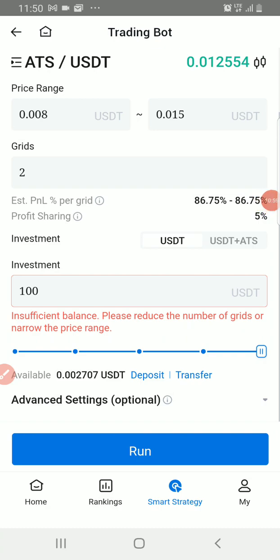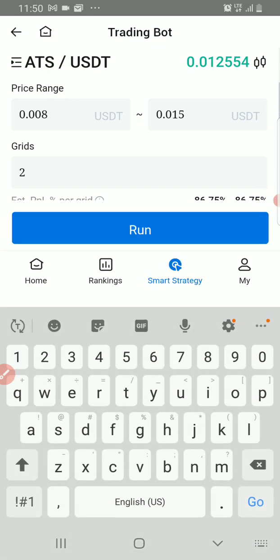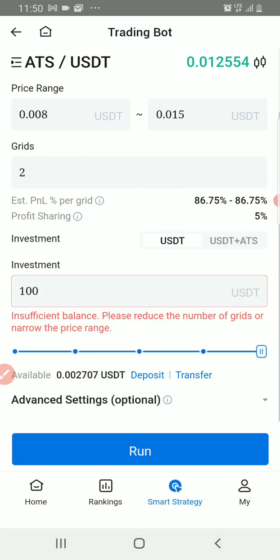After setting up everything like this, you can click on run. But mine is not going to run, because I don't have my assets on Huobi. I moved my assets to Binance because I want to use them for some trades. I'm making this video because I think you guys need it urgently, so that's the reason I didn't deposit to make this video.